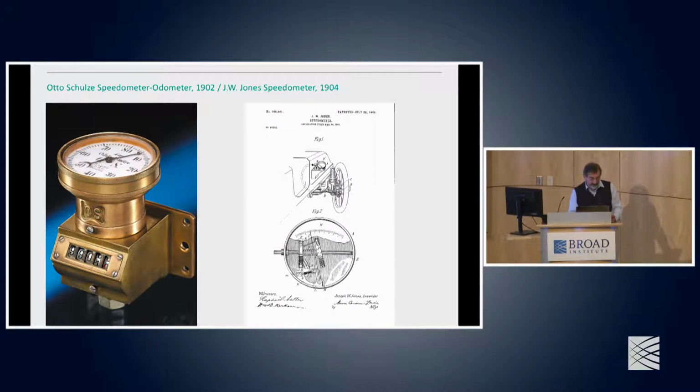Otto Schultz, who like Bourdon was a clockmaker, invented the speedometer in Germany. It reported distance traveled and velocity through a rotating electromagnet winding a spring. It became standard equipment on automobiles only after there were very many fatal accidents. And then J.W. Jones patented an American version a few years later, and his patent application over here on the right shows how the magnet and the spring move the needle on the dial.